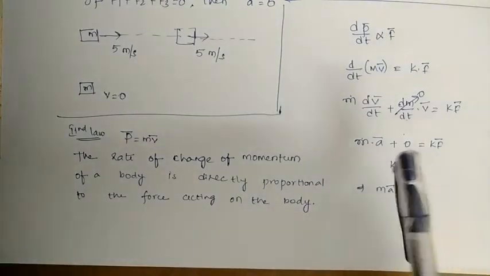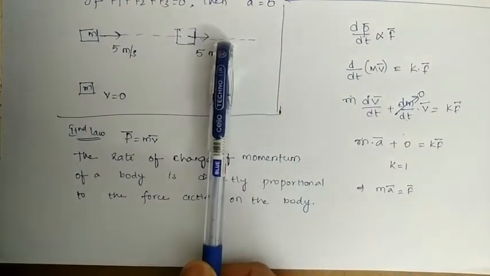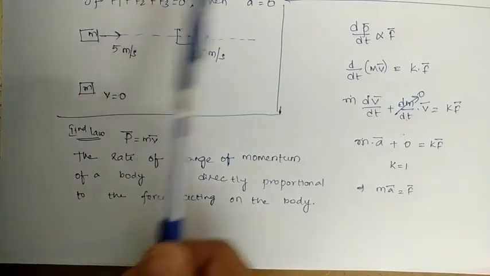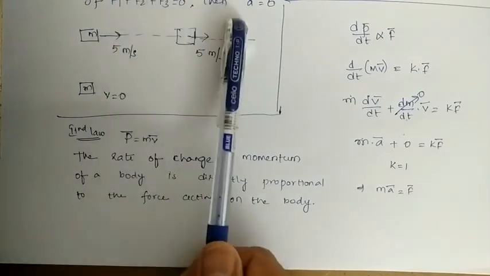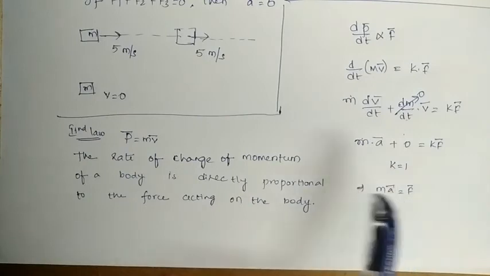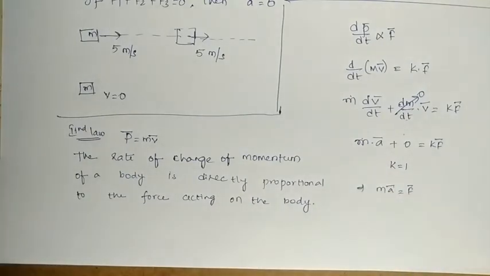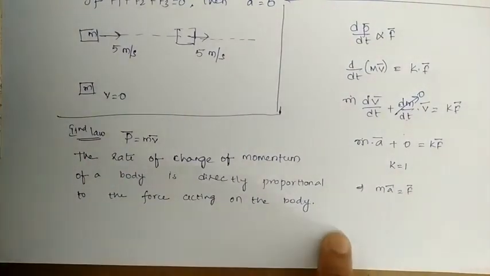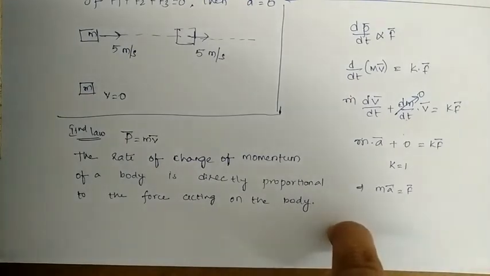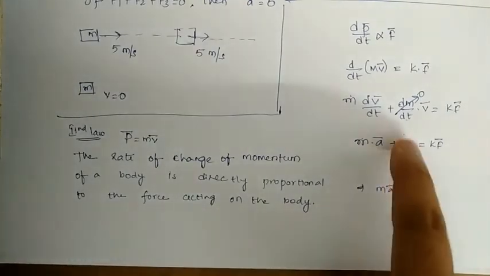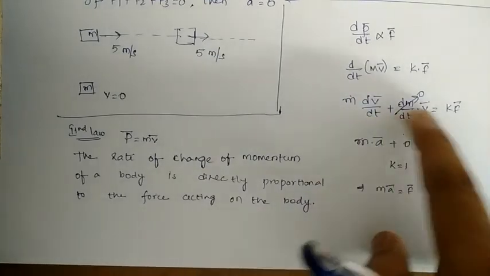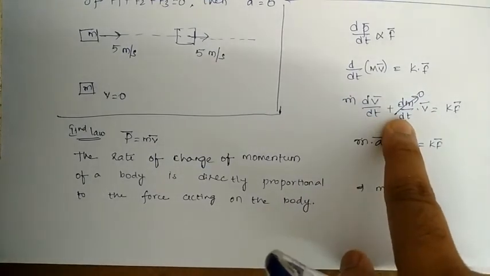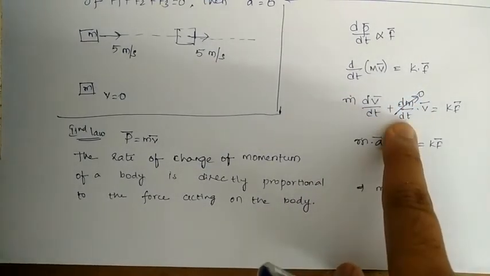So that's what I told you. So we have a relation. The first law tells us that there is some kind of relation between mass and acceleration. The second law gives a relation between force and acceleration. And one more important point: note that this is valid only when the mass of the body is not changing. dm by dt is equal to 0.